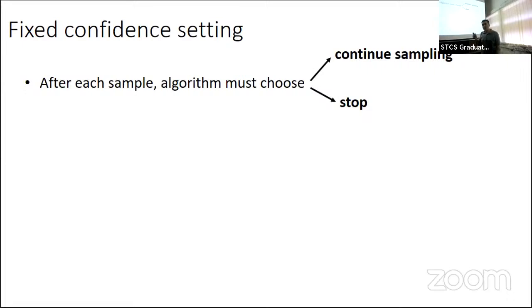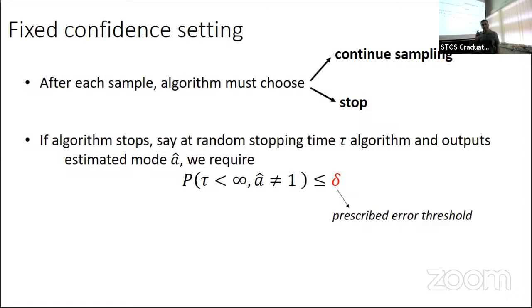Next, this is the fixed confidence setting. In the fixed confidence setting, the algorithm actually has to decide when to stop sampling. So after each sample is received, the algorithm now needs to decide whether to either continue sampling or simply to stop and declare that this is my estimated mode. But it has to do this in a manner that actually satisfies a certain accuracy constraint. Specifically, there is an exogenously specified error threshold delta.